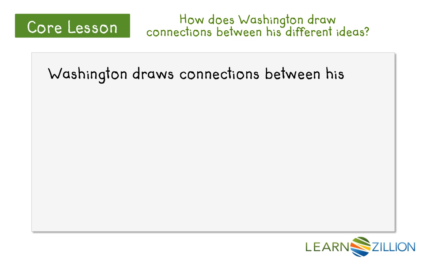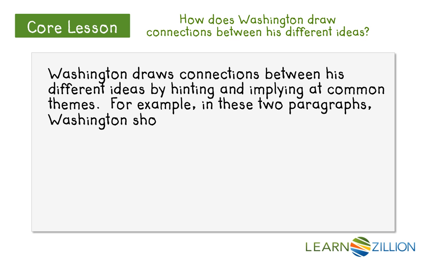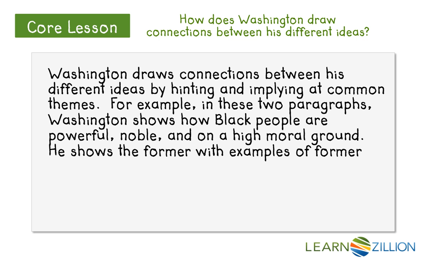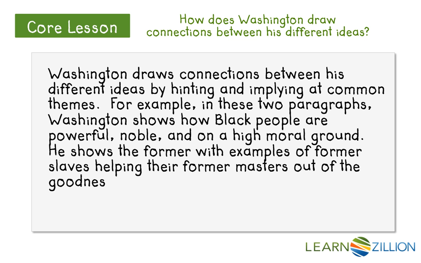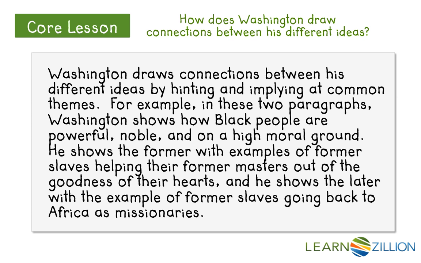Washington draws connections between his different ideas by hinting and implying at common themes. For example, in these two paragraphs, Washington shows how black people are powerful, noble, and on high moral ground. He shows the former with examples of former slaves helping their former masters out of the goodness of their hearts, and he shows the latter with the example of former slaves going back to Africa as missionaries.